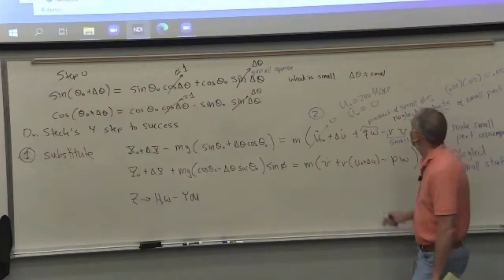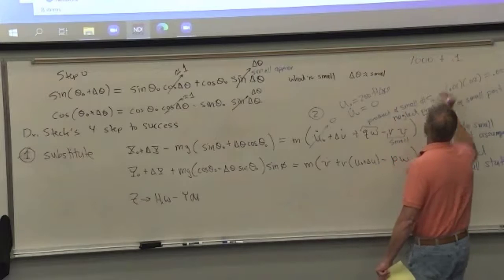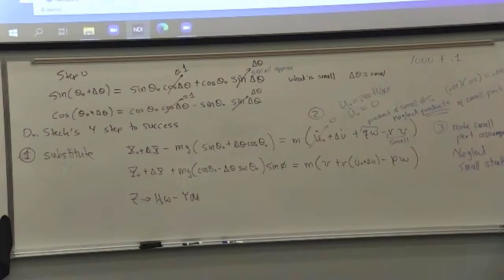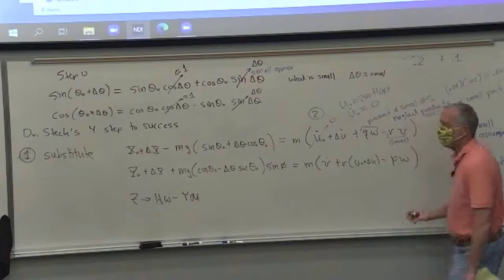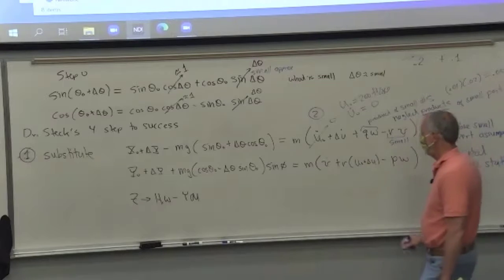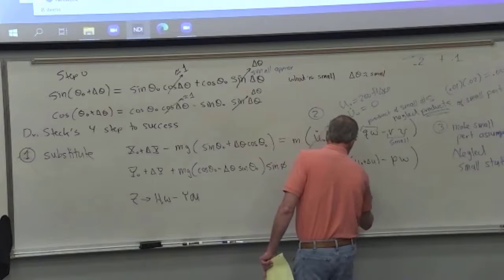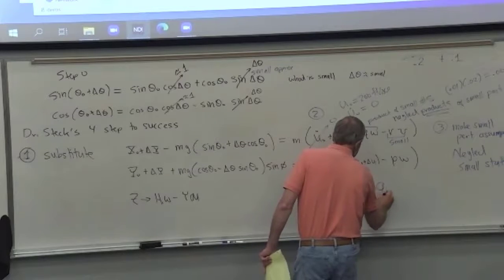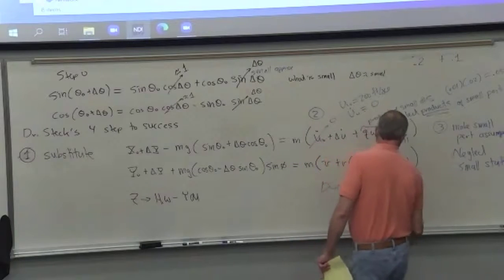Because if we had 1,000 plus 0.1, we could neglect the 0.1, right? But if we had 0.2 plus 0.1, we couldn't neglect either one. So we have to say this is small compared to the other stuff. So don't say Q times W is 0. That's not correct. It's just small.